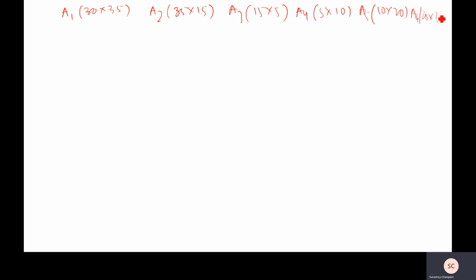A1 is 30 cross 35. Then A2 is 35 into 15. Then A3 is 15 into 5. Then A4 is 5 into 10. A5 is 10 into 20. A6 is 20 into 25. Okay. And this is the M table and this is the S table.